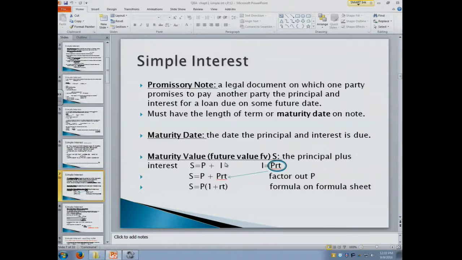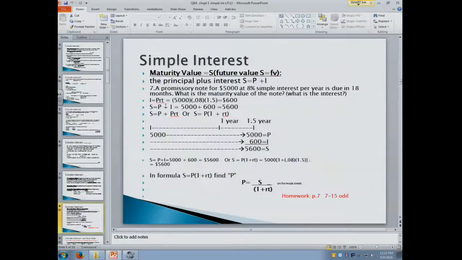Well, instead of using I, I'm going to take that one formula I showed you a few minutes ago, and substitute P times R times T into the formula right here. Then I'm going to factor out the P right here, and I'm left with P times the quantity 1 plus RT. This is the formula on the formula sheet to find future value S or maturity value S. So let's look at a problem with that, a difficult problem.